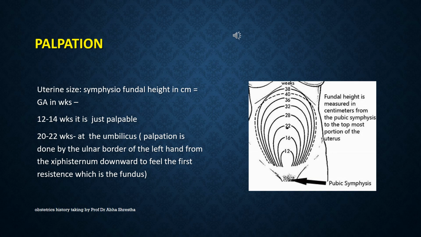At 20 to 22 weeks of gestation, it will be at the level of the umbilicus, and at 24 to 26 weeks, it will be above the umbilicus. At 28 weeks, it will be in between the umbilicus and the xiphisternum, and it will be at the level of the xiphisternum at 36 weeks. When it is term, there will be lightening and it comes down slightly to the level of 34 to 36 week size.